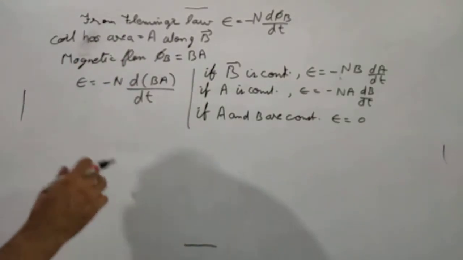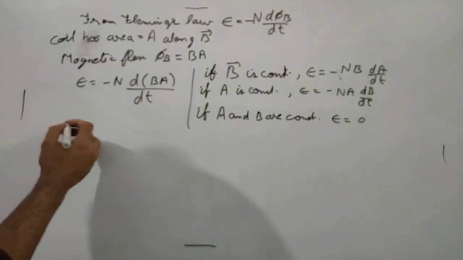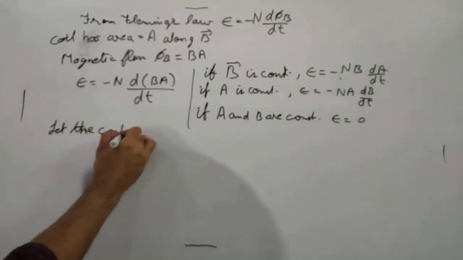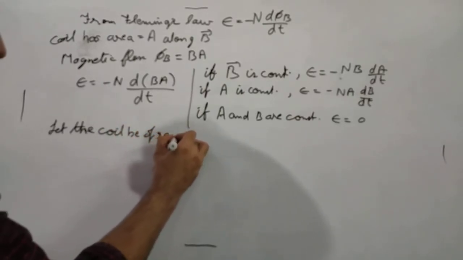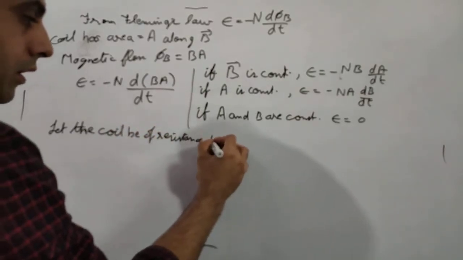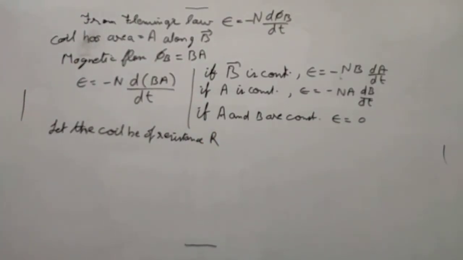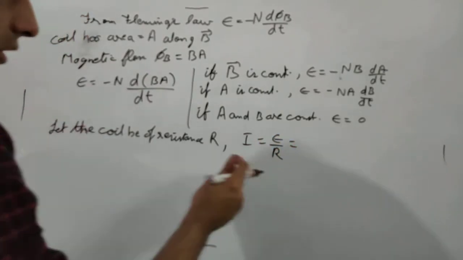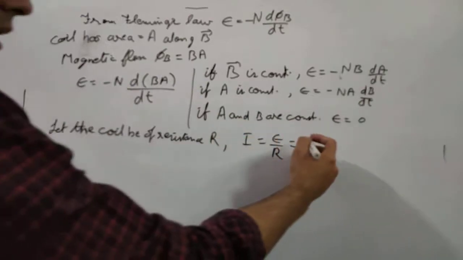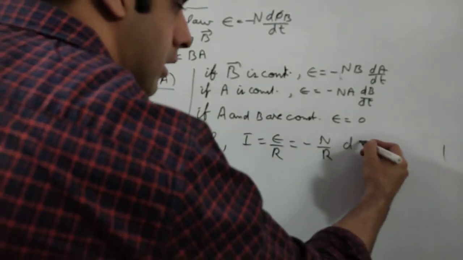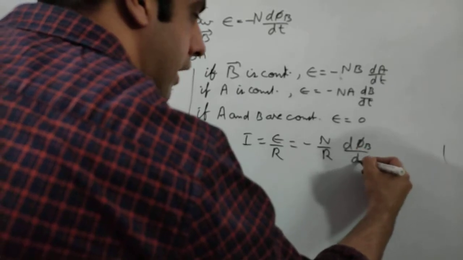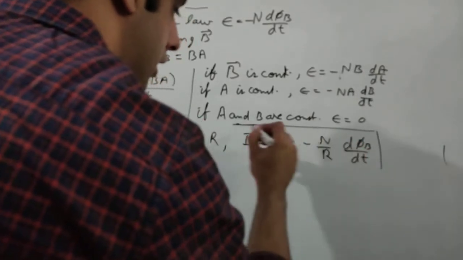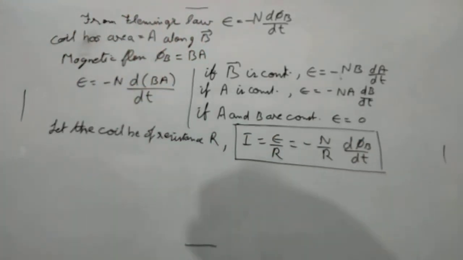Now let us say that the coil in which the current is induced has resistance R. Then in that case the induced current will be equal to EMF upon resistance. So it will be equal to this quantity divided by R. So I'll write minus N by R d phi B by dt. So this will be the value of the induced current of a coil of resistance R.